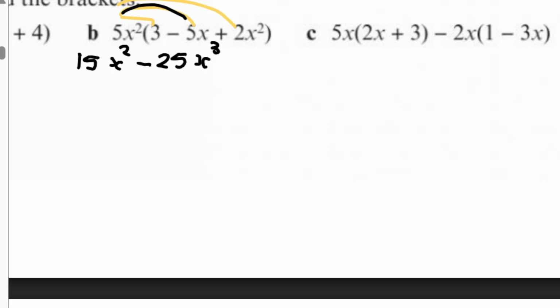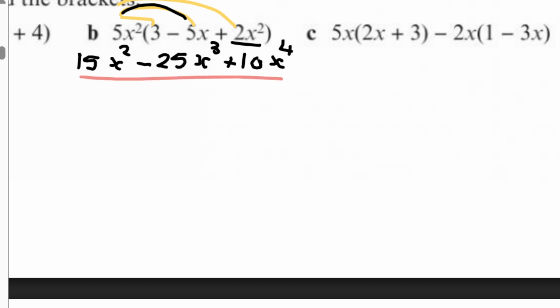Now 5x squared times 2x squared. So 5 times 2 is 10, and x squared times x squared is x to the power of 4. I don't think we can collect any terms here. That means this is the final answer.